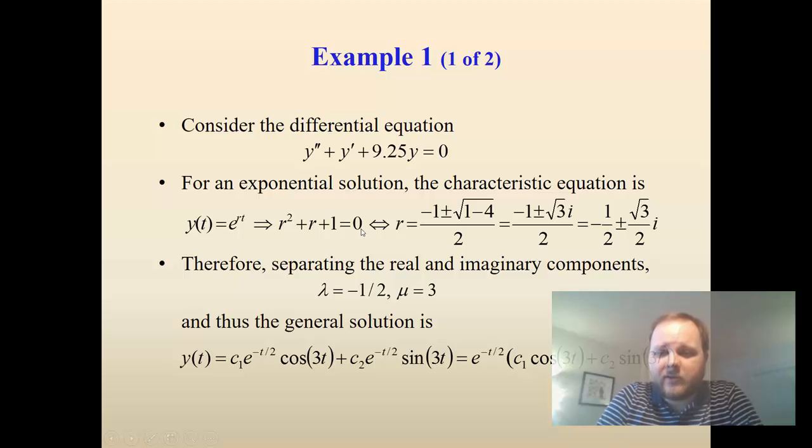Finding my r value, I get -1/2, because it's negative b over 2a, plus or minus the square root of 3 over 2 i. So this means lambda, which is my real part, is negative 1/2, and mu, which is my imaginary part, is multiplied by i. It's the part of the r that is connected to the imaginary. That's square root of 3 over 2. And now it's mixing these two together. So this is e to the negative t over 2 times cosine of square root of 3 over 2 t, and this is sine of square root of 3 over 2 t as well.